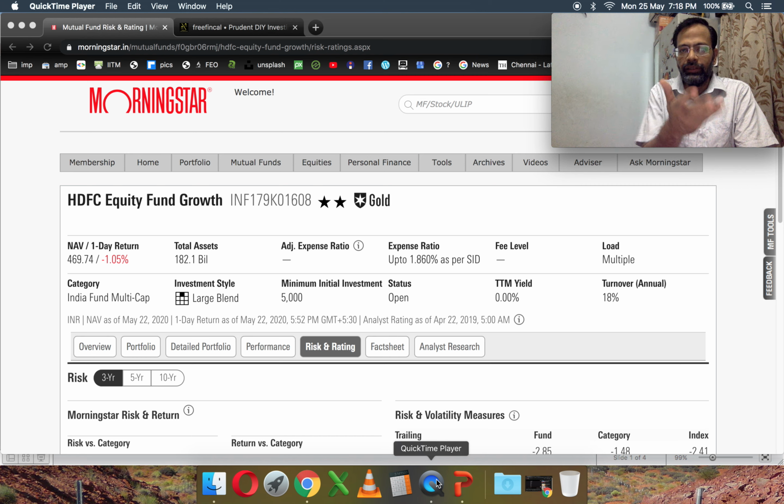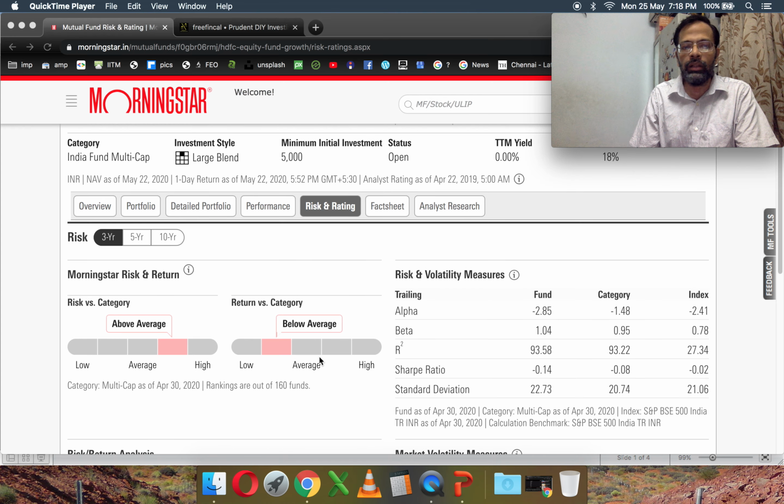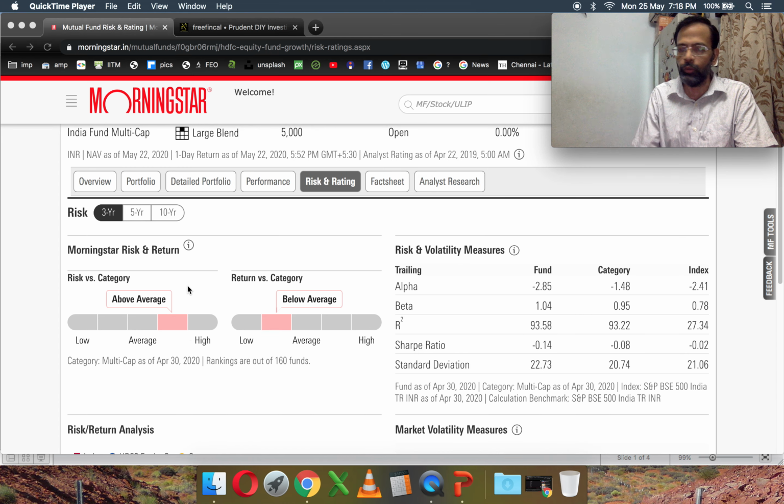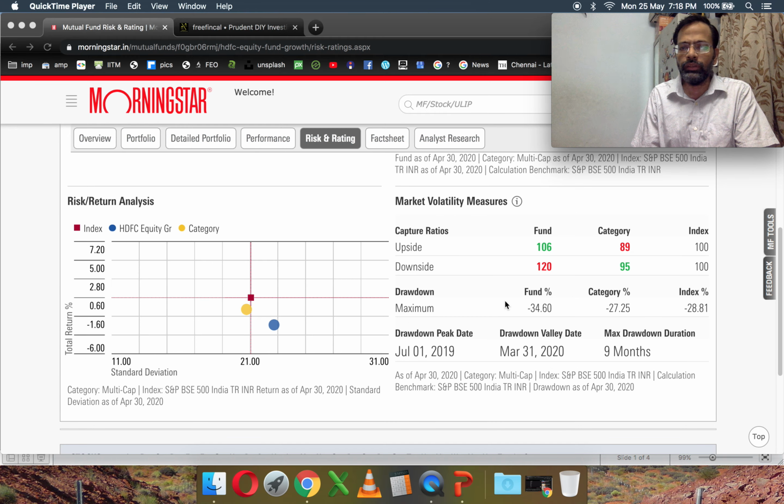So this is, for example, the Morningstar page of HDFC equity fund, and if you go to the risk and rating tab, you have several risk measures. I have talked about this in another video. If you want me to make a video on this, I will, but I just made a video on this in Tamil, for those who know it. So over 3, 5 and 10 years, it gives you something known as the downside capture.